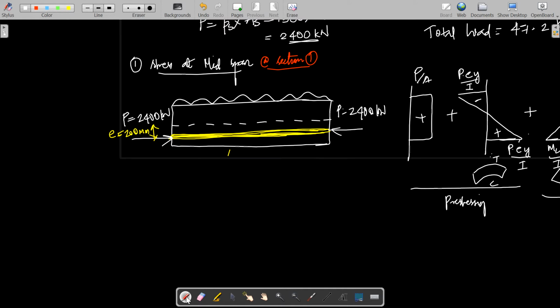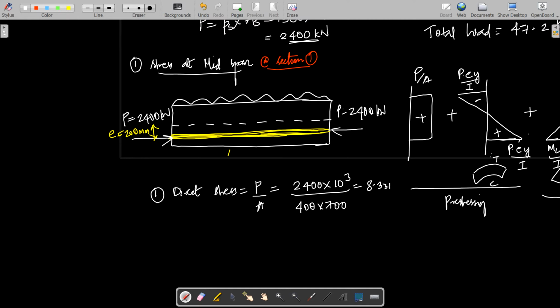So P by A is the direct stress, which is equal to 2400 into 10 raised to 3 divided by the area of cross section, that is 400 by 700. You will get this value as 8.33 Newton per mm square.